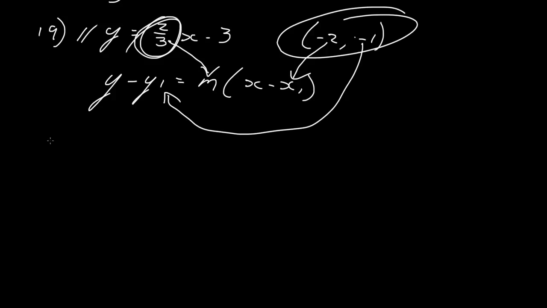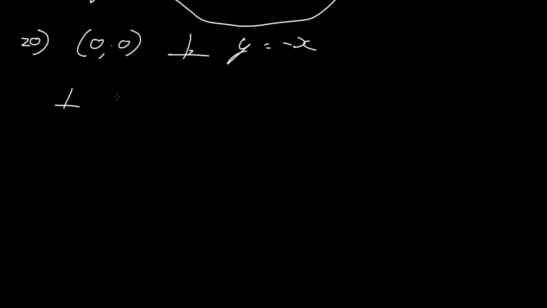Question 20. Question 20 says, calculate the equation of a line that goes through the point (0, 0) and is perpendicular to the line y equals -x. So, once again, here we've got a perpendicular line, and we know that if two lines are perpendicular, m1 m2 equals -1, right?